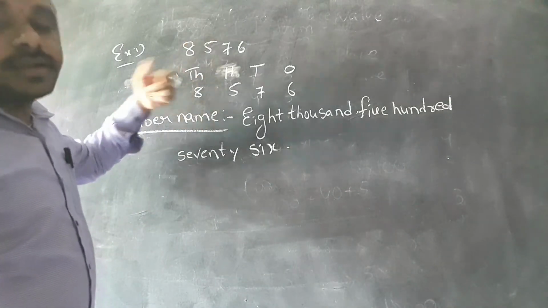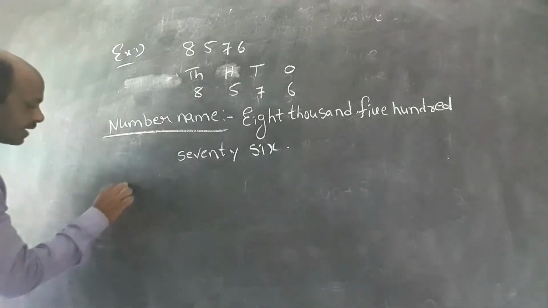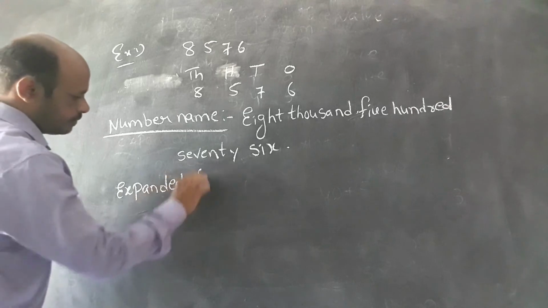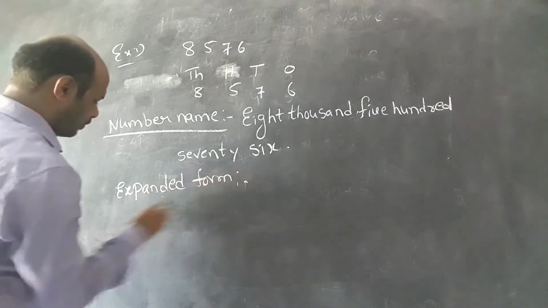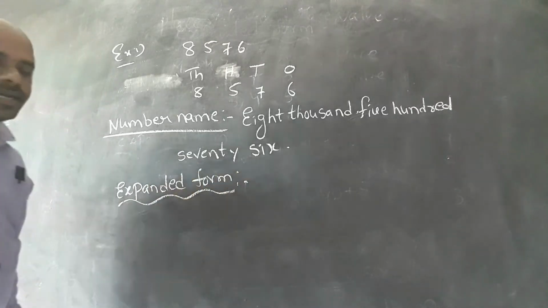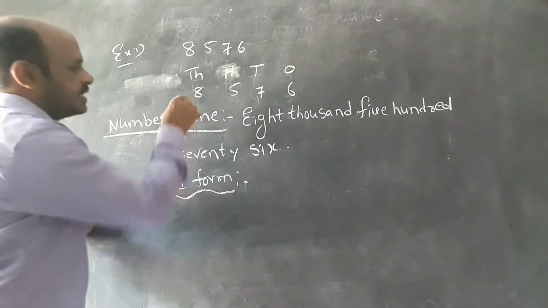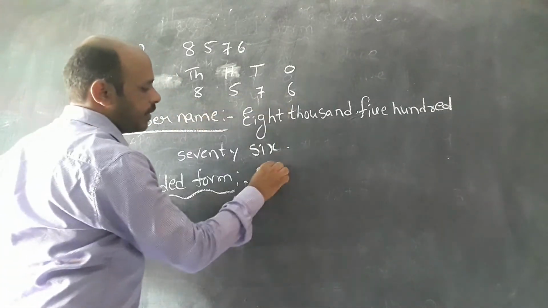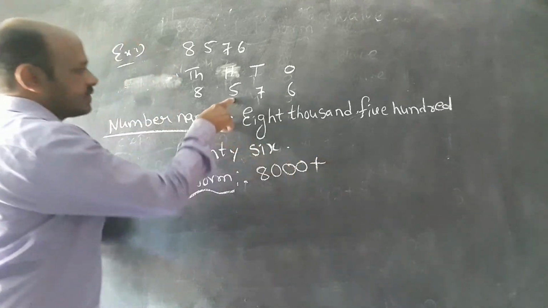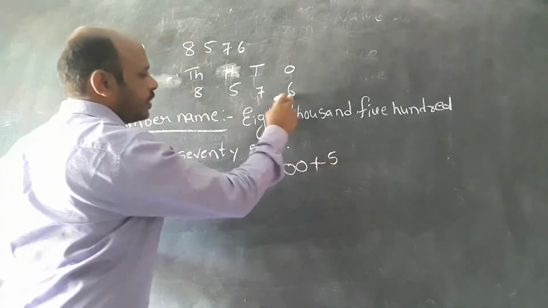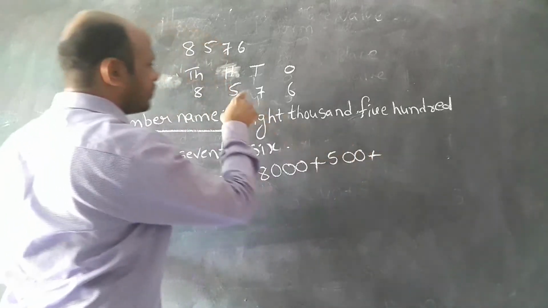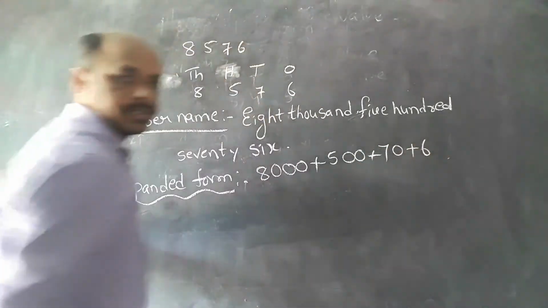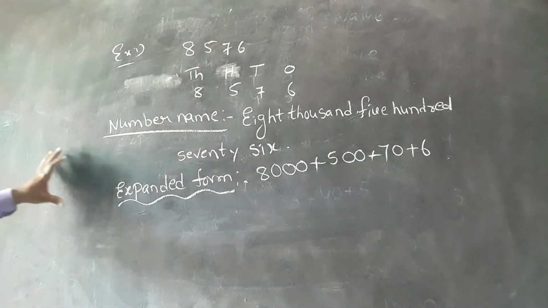Next one is what I told. Before, the topic is what? Expanded form. We will write now the expanded form. Expanded form. What I wrote: the first digit is what? 8. After 8, how many digits are there? 1, 2, 3. Keep 3 zeros. Plus next one, which digit? 5. After 5, 1, 2, 2 zeros. Next one is what? 7. After 7, how many digits? Plus 6. Okay, this is the direct method.